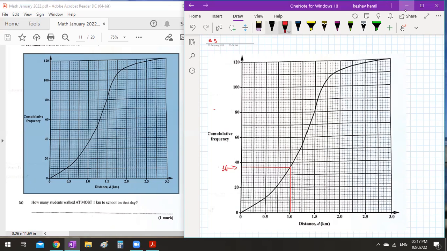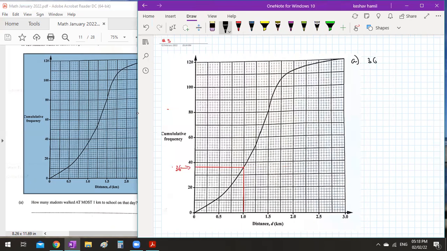So for part A, we have 36 students who walk at most 1 kilometer, which incorporates this part of the graph here, right? You don't need to shade it here.